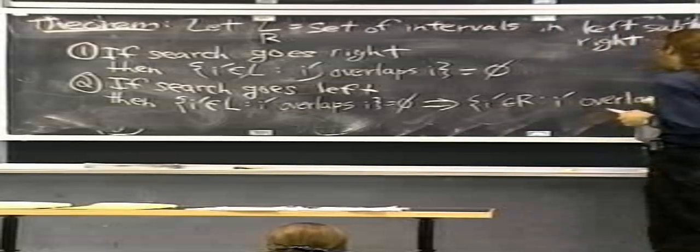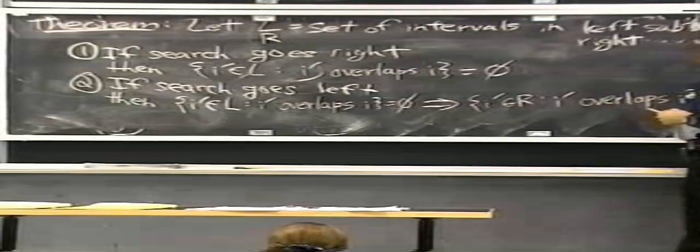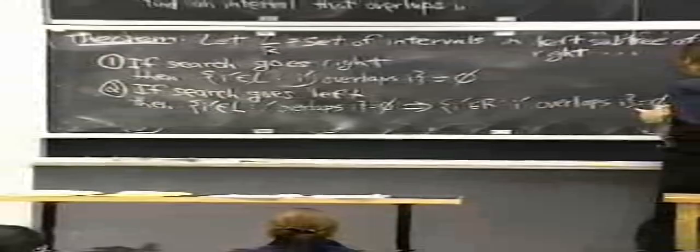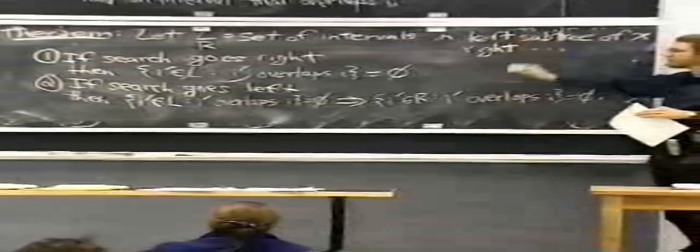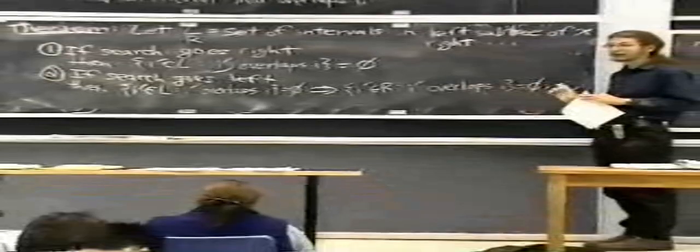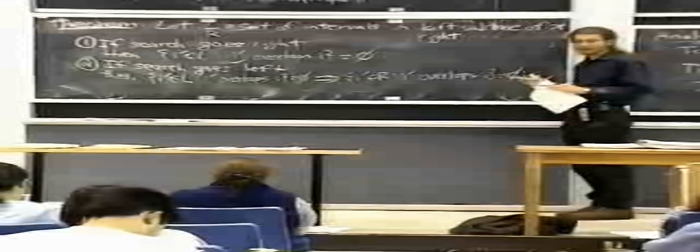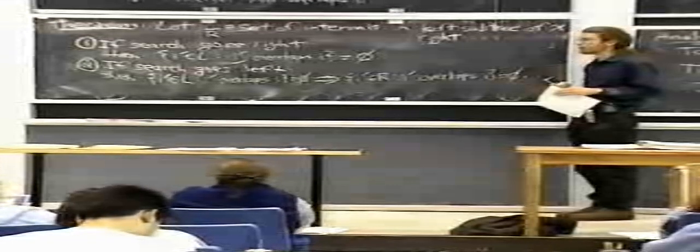You happened to go left. You could have gone right. In either case, you would have found no one. And so you're correct. OK, so what this theorem is saying is no matter which way I go, if there's anyone to find, I find them. I find one of them.